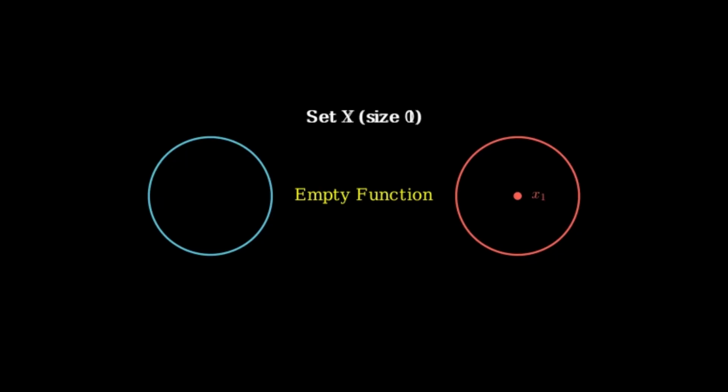Applying our pattern, this gives us 1 to the power of 0, which equals 1. This matches the number of possible functions we found, exactly 1. This also aligns with the standard mathematical convention that any number to the power of 0 equals 1.